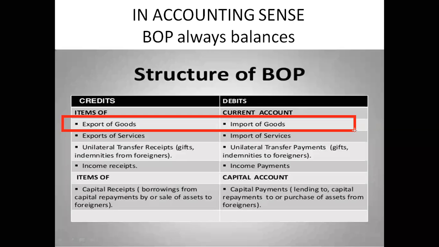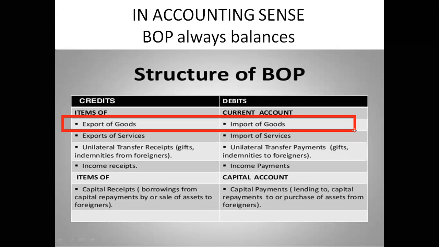But the question arises, why in trade are we taking the export and import of goods? Because trade refers to the balance of visible items, and visible items means merchandise items, which here are goods. So export of goods minus import of goods, that is the trade. This is known as balance of trade.